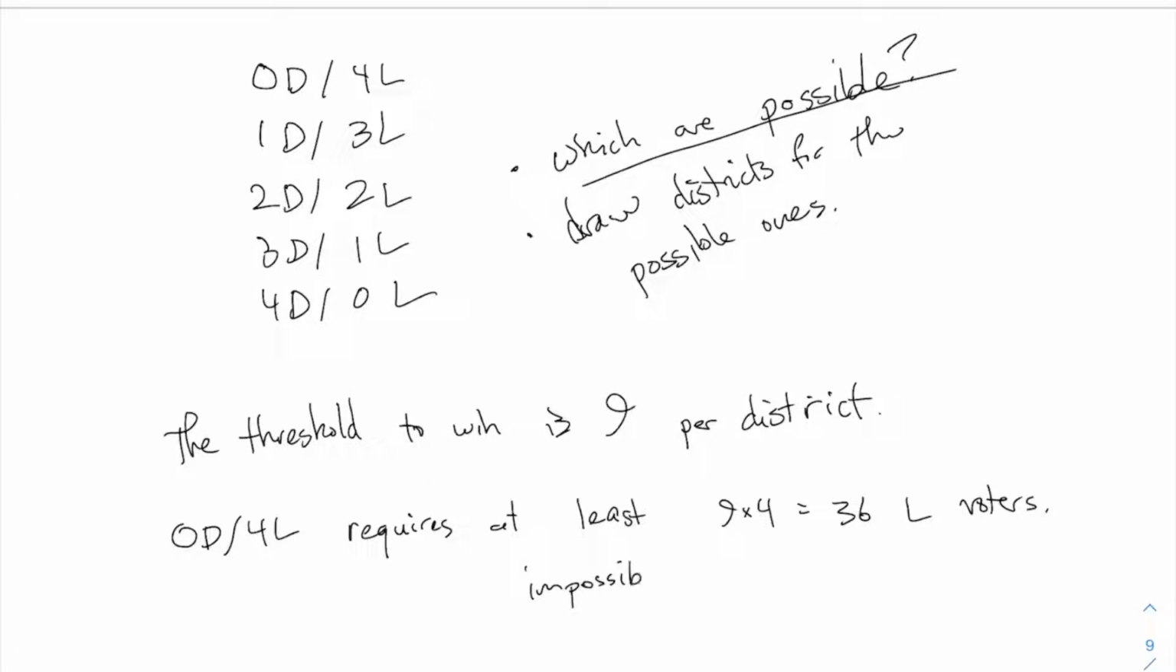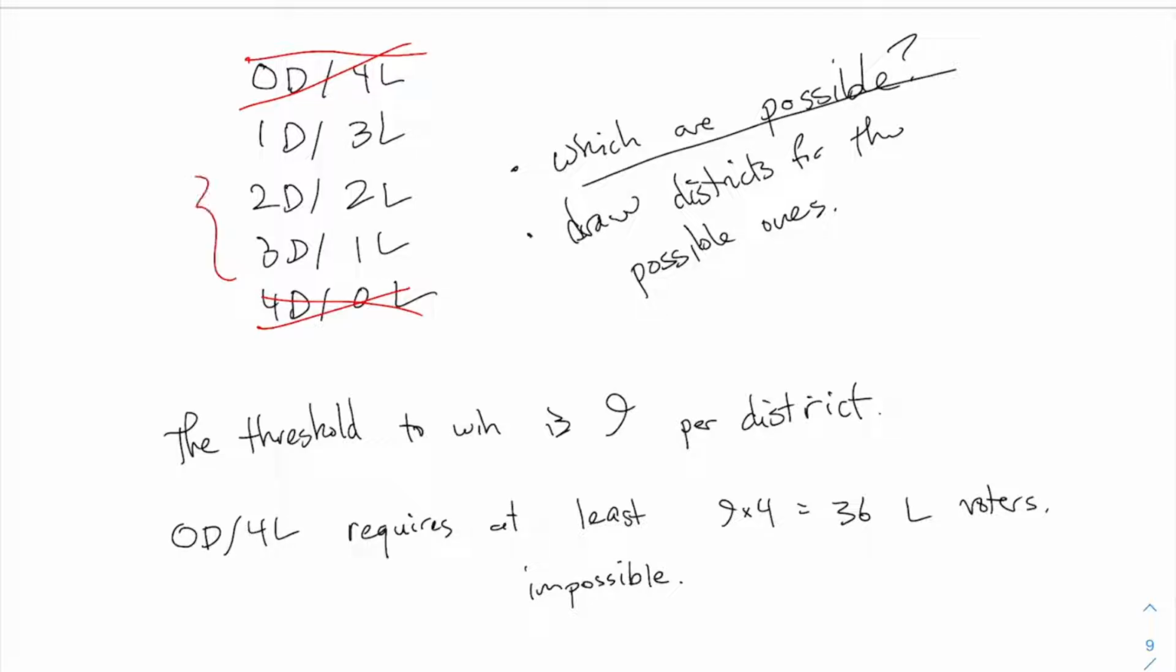This is the way you determine what is and is not possible, by thinking about how many voters it would actually take to get to 4 L's. That is not going to happen. And for the same reason, you cannot get 4D 0L, because there's the same number of D's as there are L's here. What about the other ones? Is 1D and 3L possible? Think about the 3 L's. Are there going to be enough to win 3 districts? I think the answer is yes, because you need 9. 9 times 3 is only 27, and there are 32 of them. So that one, at least in theory, should be possible.